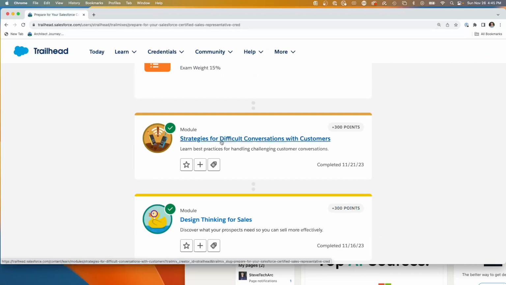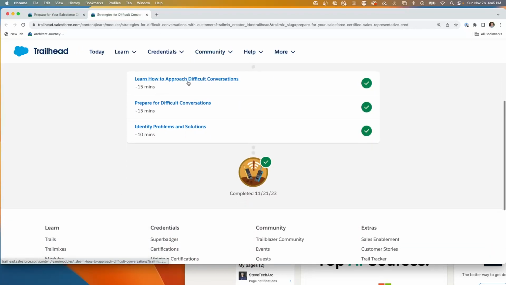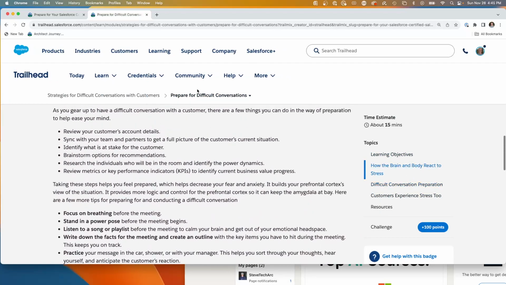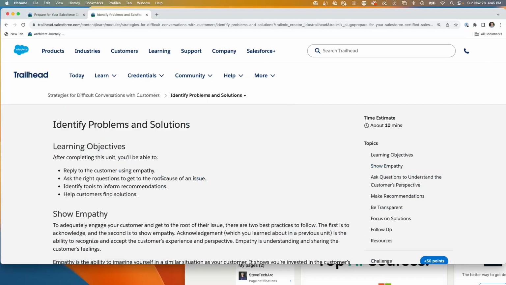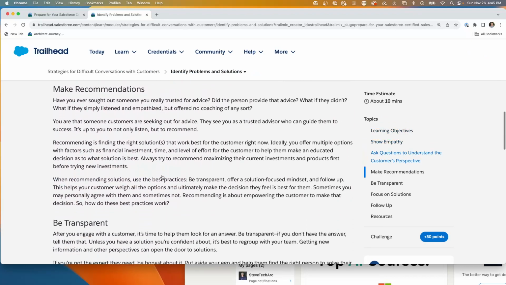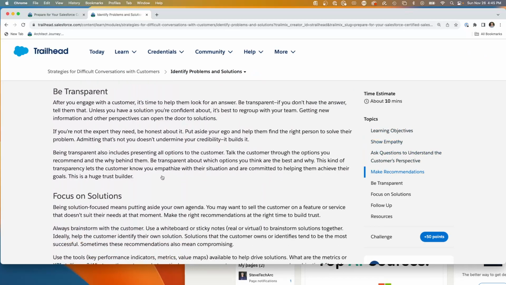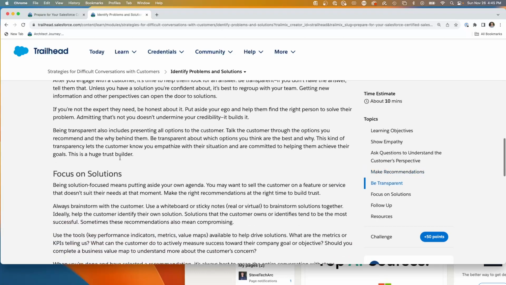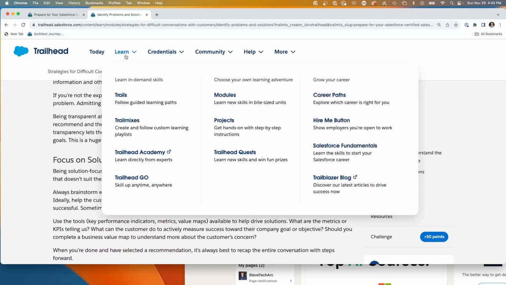I also enjoyed, not that it's an easy thing, strategies for difficult conversations with customers, how to prepare for difficult conversations, and how to look for solutions. This one was also very helpful. Coming in here, deciding how to show empathy, asking questions, making recommendations, being transparent, and focusing on solutions. I would definitely want my sales teams in the future, either myself or my sales teams, to be thinking about these kinds of elements as they move their sales process forward.